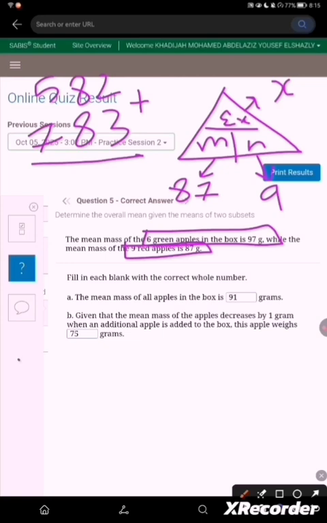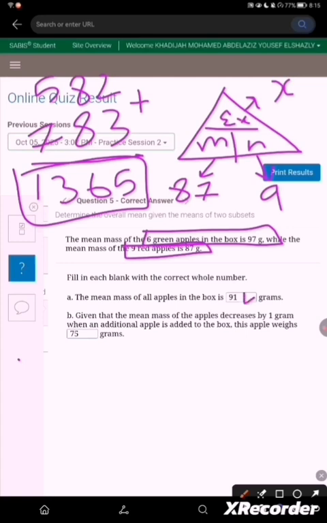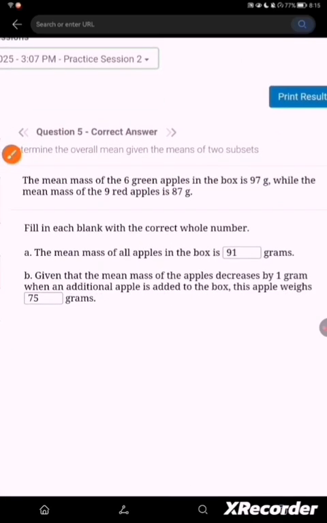So 582 plus 783, okay? So you're going to get 1,365. Now to find the mean mass of the green apples plus the red apples, you're going to divide this number over here by 15. You will get an answer of 91, okay?